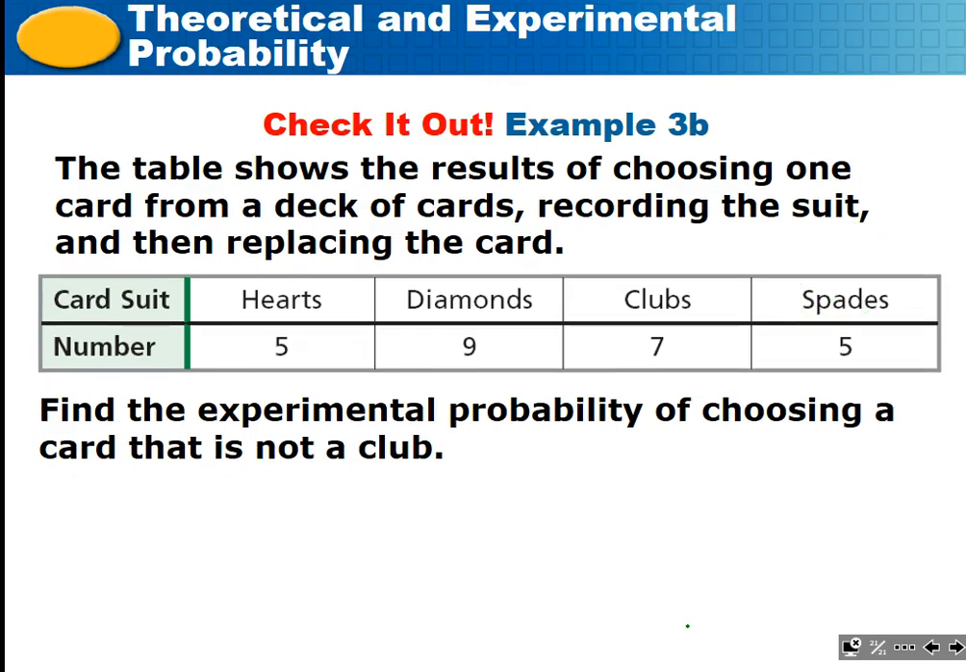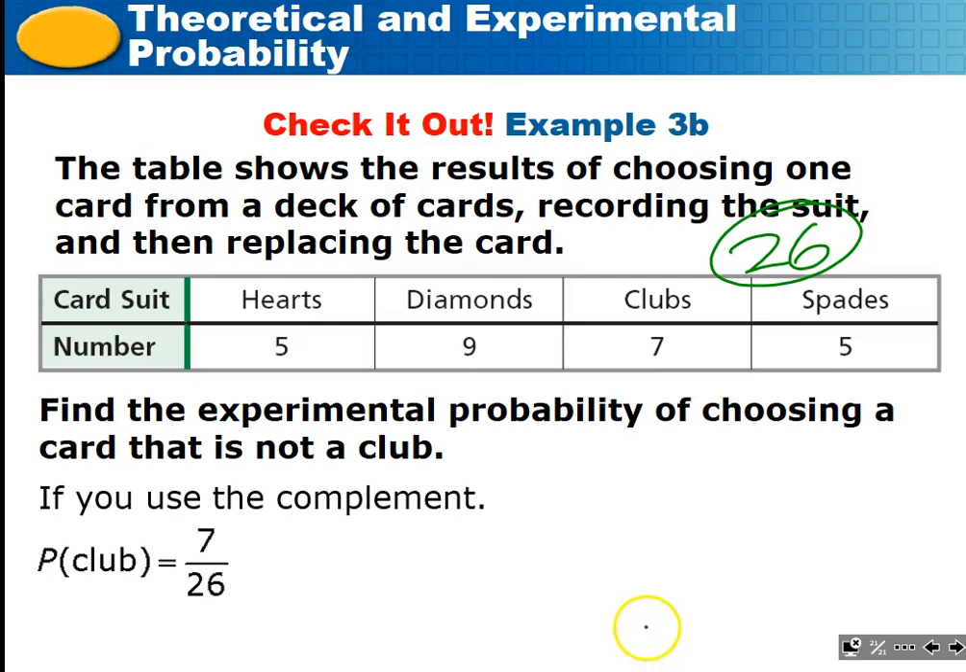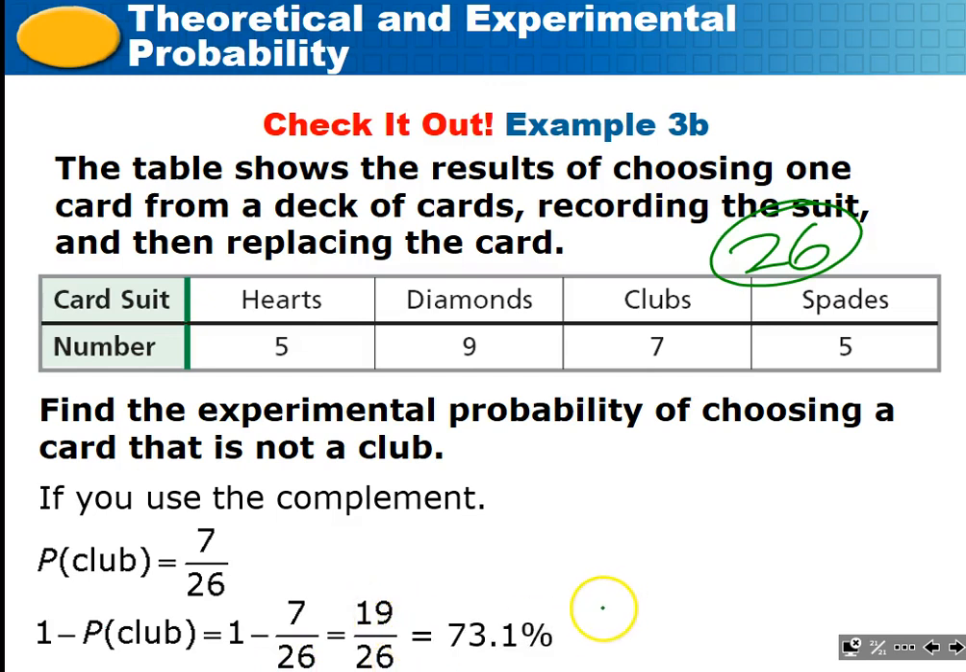So here's the second one. Again, we have 26 total. So it says not a club. Now this time, there's 2 ways we could do this. We could do the 26 minus the 7, which would give us 19, or we can just add the 3 numbers that are not clubs, the 5, the 9, and the 5. In this case, I would say it doesn't really matter which way you do it. So we could do it again, the 26, we turn this one into a 26 over 26. That would give us 19 over 26. And then divide 19 by 26, and that gives you 73.1.